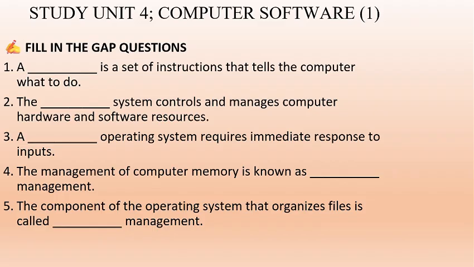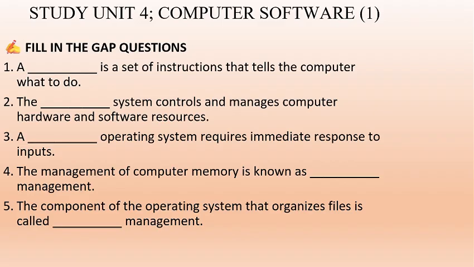Then number 2, the dash system controls and manages computer hardware and software resources. There's a kind of operating system that I've already said the answer. What's the answer? Yeah, operating system is the one that helps to control and manage computer hardware. So a dash operating system requires immediate response to input. What type of operating system requires immediate response? Yeah, real-time operating system. Thank you.